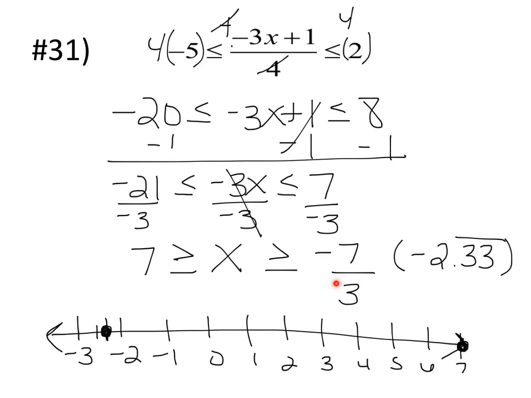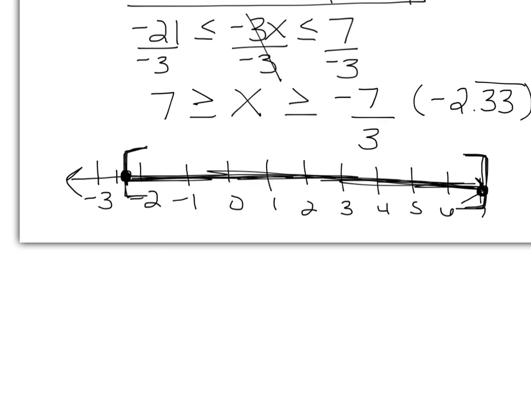Now, x is between these two numbers. So we're going to shade in between the two numbers. Again, we're dealing with brackets. Shade in between them. Okay, common sense here, guys. If x is between them, we're going to shade in between them. So my graph starts at negative 7/3, and I have a bracket. It goes to 7, and I have a bracket there.